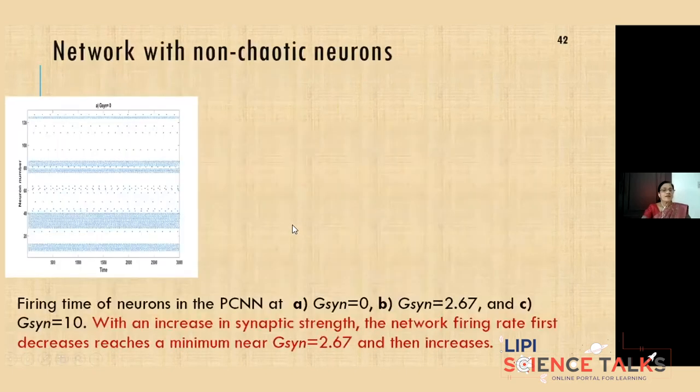Now, we started with the coupling constant at 0, which means all neurons are independent of each other. There is no connection between them. In that case, these are the firings of various neurons. There are 131 neurons, and at different times they fire like this. Each firing is given by a dot.